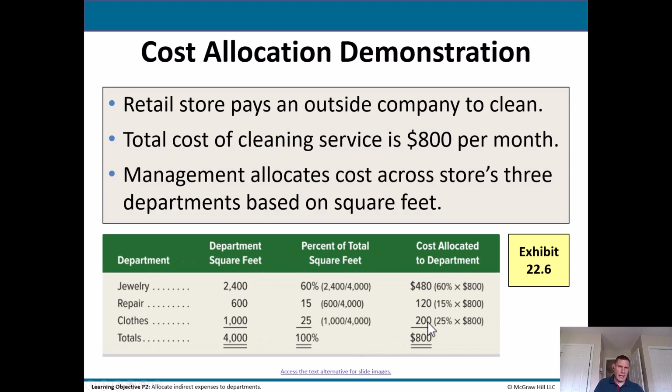As an example, let's take a look at a cost allocation. The retail store pays an outside company to clean.